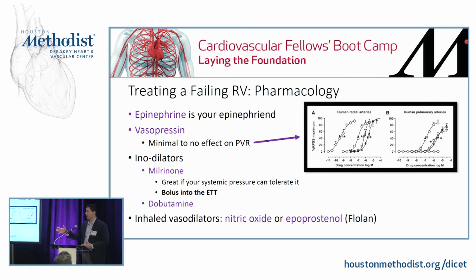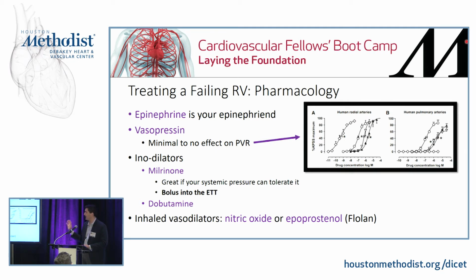Then you've got your inodilators, milrinone being a favorite, and certainly a very reliable inotropic drug. Problem is it also reliably decreases your systemic pressures because it causes vasodilation. So you can really only give it when your systemics can tolerate it. But there's a cool method of administration where you can either give it inhaled, and there's also some good recent initial literature on just taking a syringe of it and bolusing it down the ET tube, which has less effect on your systemic pressure. Still some, but not as much as giving it IV.